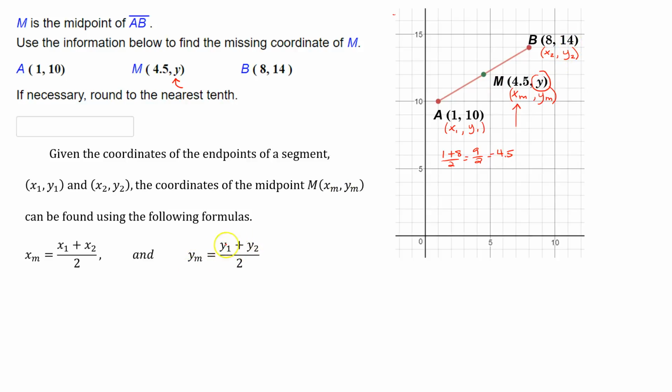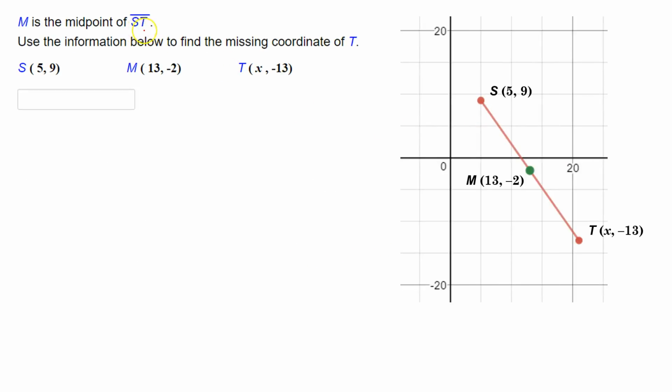So to find this guy, we're just going to do the same kind of thing. Add the two y coordinates of the endpoints. So 10 plus 14 and divide by 2. So 10 plus 14 is 24. Divide that by 2 and you get 12. So y is 12. So the basic idea, the coordinate of the midpoint is the average of the coordinates of the endpoints.